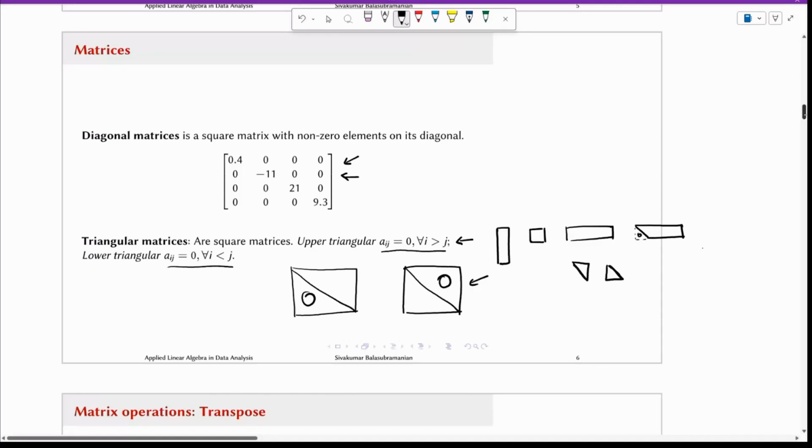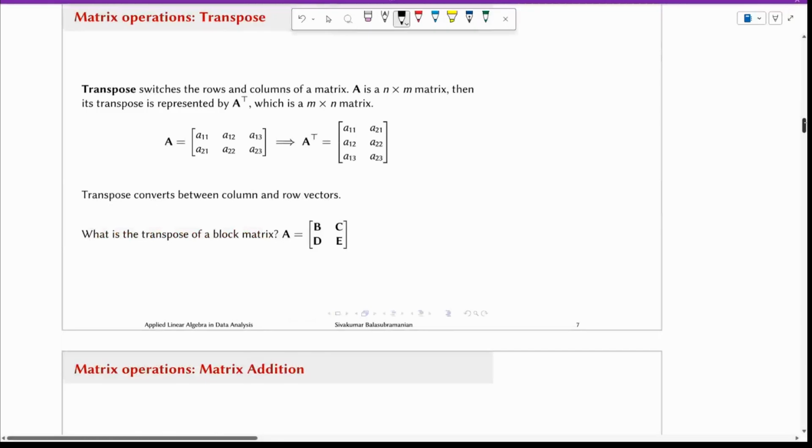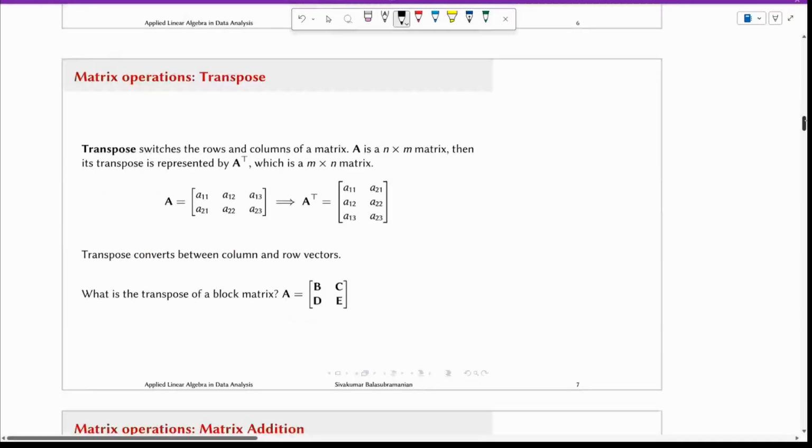Okay, so now we look at a useful and important operation with matrices. It's called the transpose operation. You know what this is? It's simply a process where you swap the rows, you essentially convert rows into columns and columns into rows.